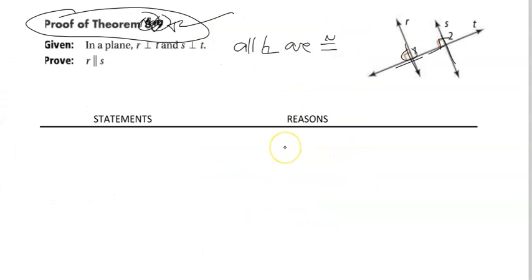Well, this is why. If that's right and that's right, and we know they're congruent, what type of angles are these? This one and that one are corresponding. If we know corresponding angles are congruent, then what do we know? The lines are parallel. So let's go ahead and do this. R is perpendicular to T, and S is perpendicular to T. That's given.